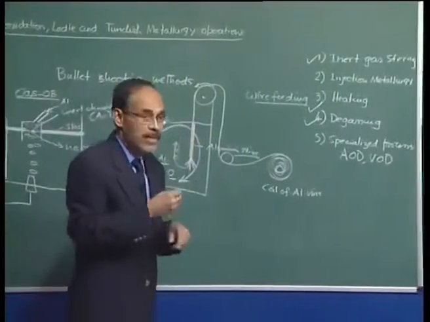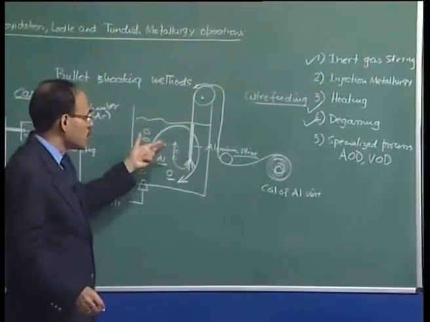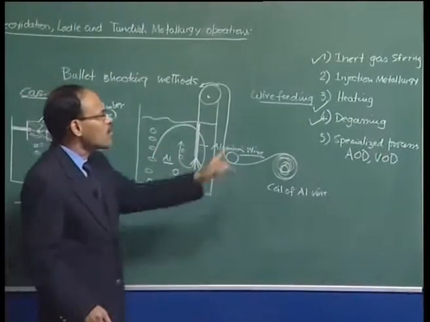Next comes injection metallurgy. Injection metallurgy talks about injecting some powder through an auxiliary lance into the molten steel. What is the objective of injection metallurgy?